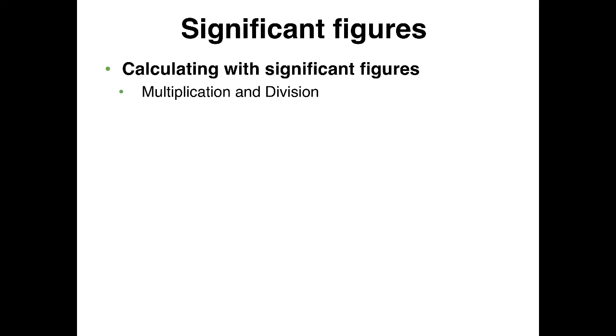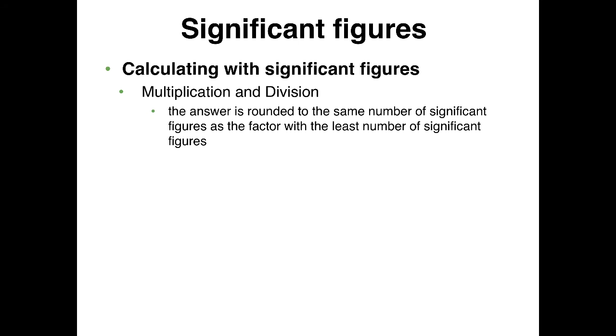Now the easy one is multiplication and division. It's simple because the answer is rounded to the same number of significant figures as the factor with the least number of significant figures. So if you have 12 times 148, one has 3 and one has 2, therefore the answer has 2 significant figures. Or 120 times 148 would be the same thing because that 0 is not significant.